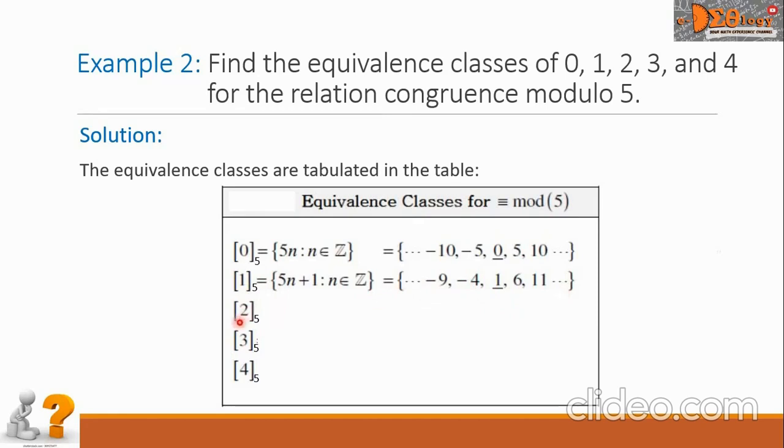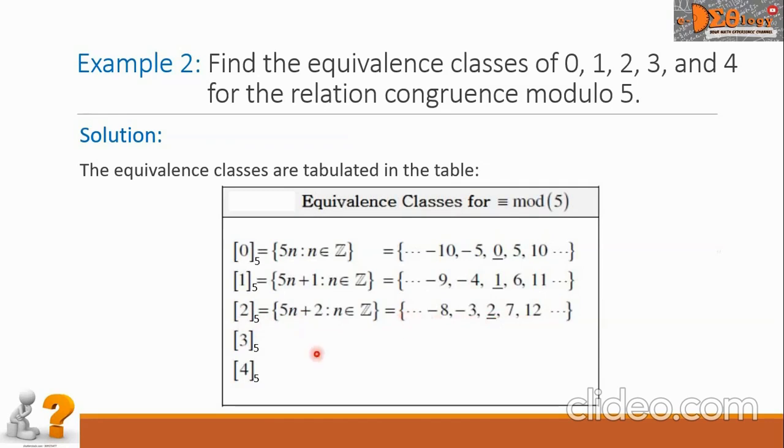Let's go to the equivalence class of 2. This is defined as 5n plus 2, such that n is an element of Z. The elements of this equivalence class are here, starting with the number 2 itself. So 2 plus 5 is 7. 7 plus 5 is 12, and so on. On the left side of 2, the element is 2 minus 5. That's negative 3. Negative 3 minus 5 is negative 8, and so on.